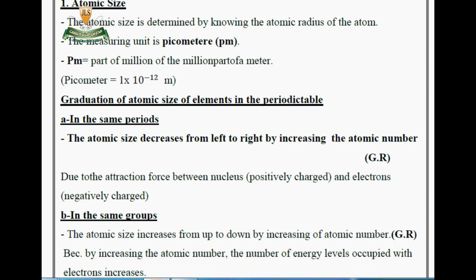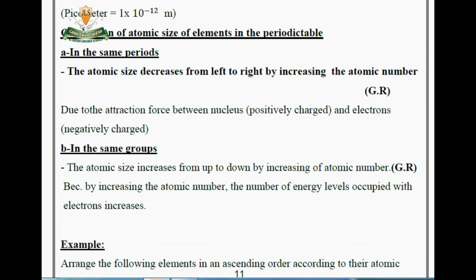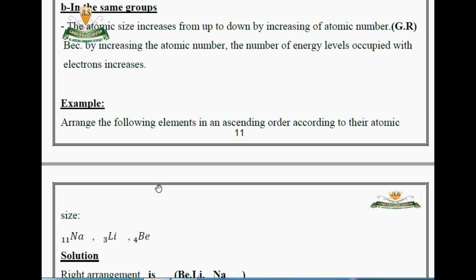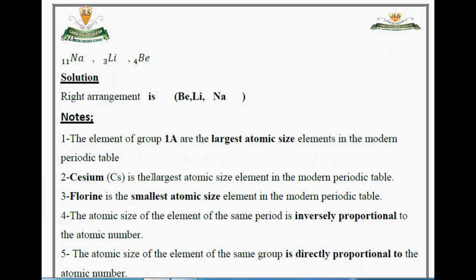In the same group, the atomic size increases from up to down by increasing the atomic number. Why? Because by increasing the atomic number, the number of energy levels occupied with electrons increases. This is the atomic size.